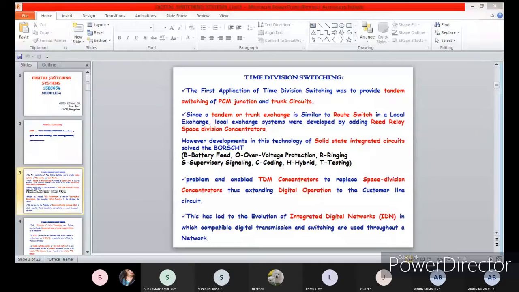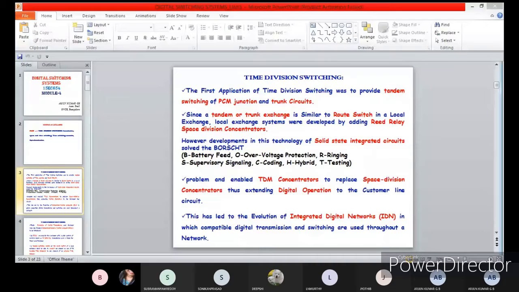Suppose we take the example of switches: semiconductor devices are solid state switches only, because without any moving parts, we can connect and disconnect in the circuits. Here also there are solid state integrated ICs. ICs are used to overcome these burst short problems and enable the TDM concentrator to replace the space division concentrator.